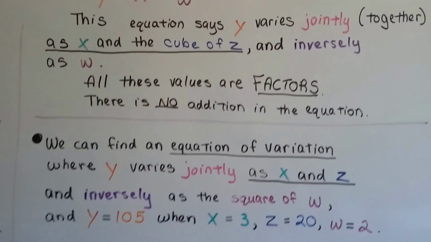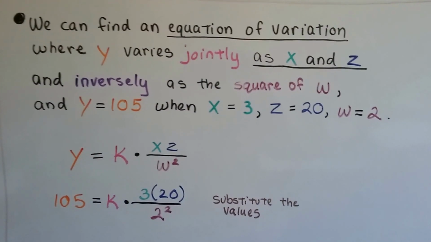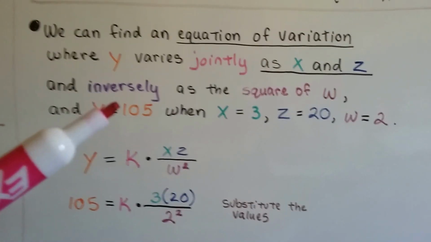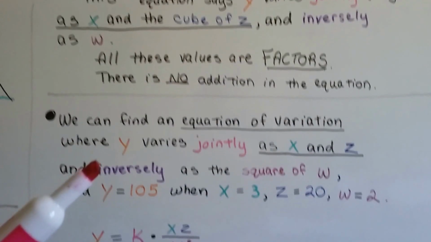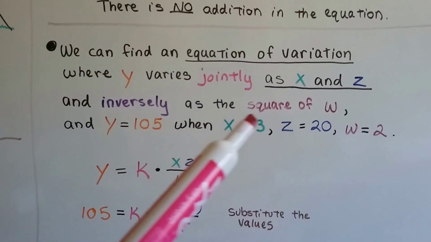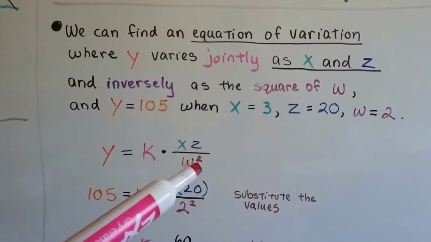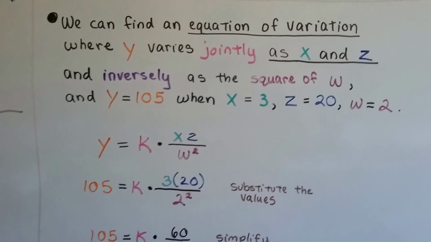We can find an equation of variation where y varies jointly as x and z and inversely as the square of w. So we knew that when it was inversely with w, that the w was the denominator. Now it's inversely and it's the square of w. So that means we just have w squared, don't we? And the z isn't cubed anymore, it's just x and z, so that's our numerator.